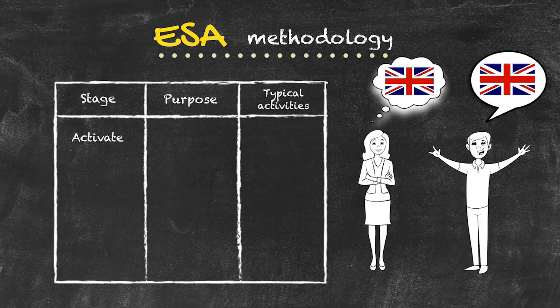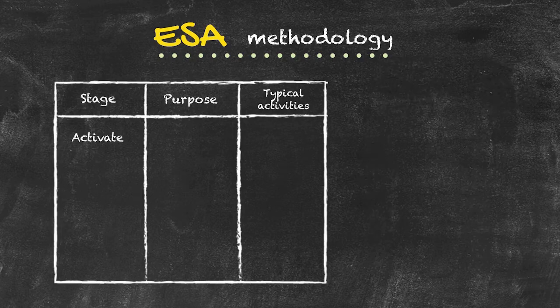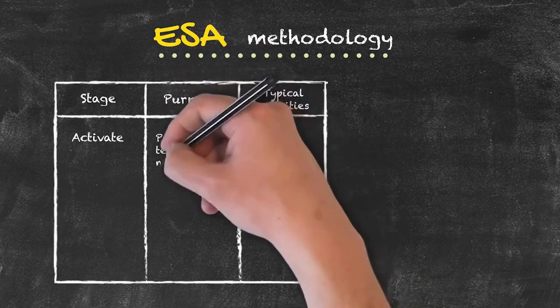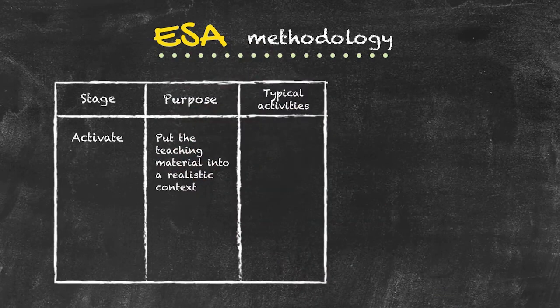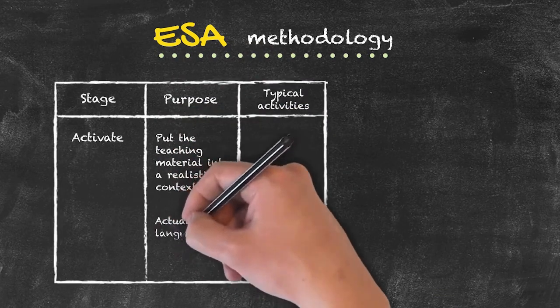Usually, the types of activities that we've done for the study phase will involve using a single word in order to answer those questions correctly. This, however, is not how language is actually used. When we use language, we always use it in some form of context. So the purpose of the activate activity is to put that teaching material into some form of context, something realistic that the students would actually use.